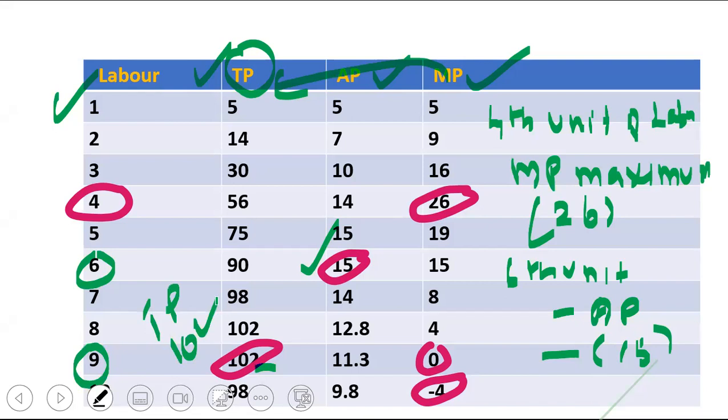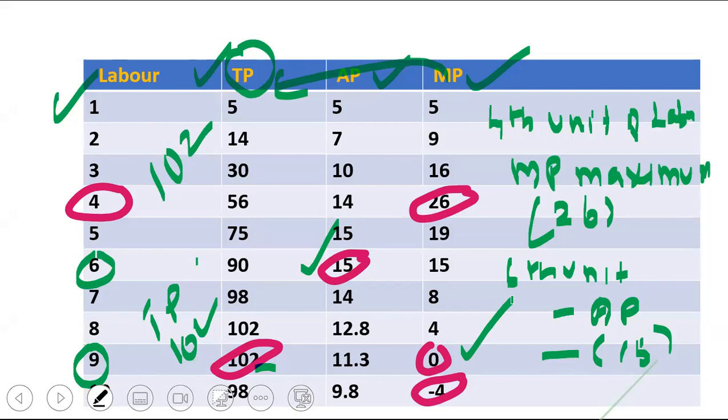आपने 12th में पढ़ा: when total utility is maximum, marginal utility is zero. Law of diminishing utility में पढ़ा. Same thing you apply here. When TP is maximum, bracket में 102. When TP is maximum, that is 102, marginal productivity is zero. I hope you are writing. When TP is maximum, MP is zero.